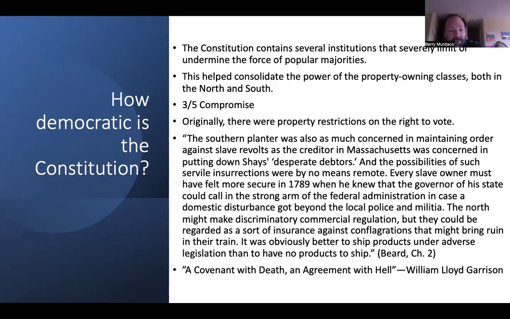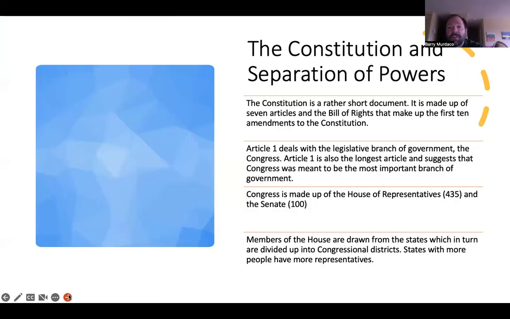You had early abolitionists like William Lloyd Garrison, who referred to the Constitution as a covenant with death and an agreement with hell, literally during a public ceremony where he burned a copy of the Constitution because of its support for slavery. I mean, imagine somebody doing something like that now. Imagine burning a copy of the Constitution.